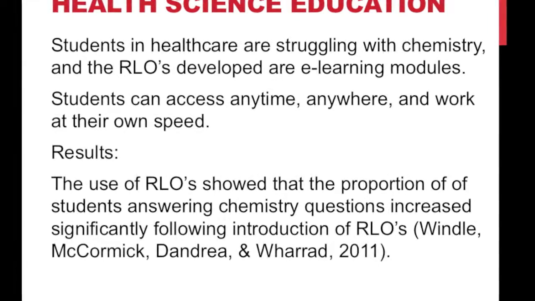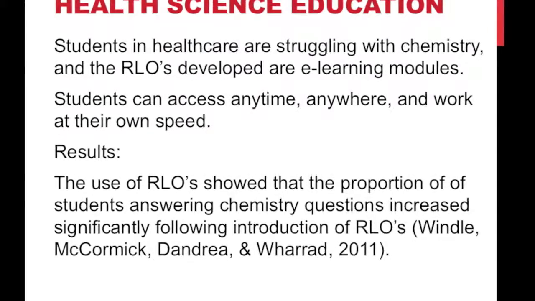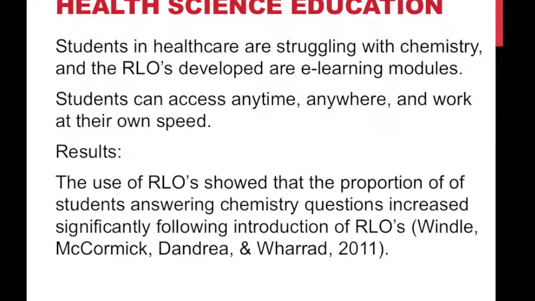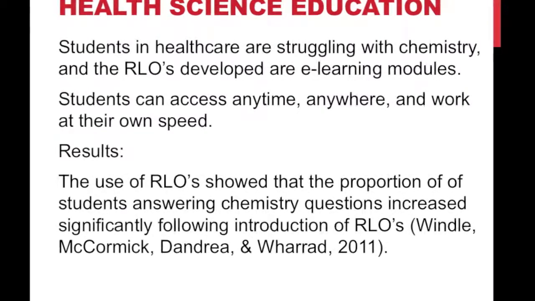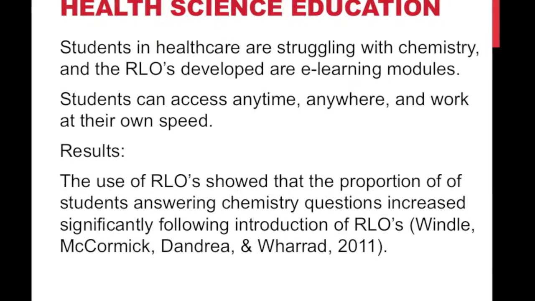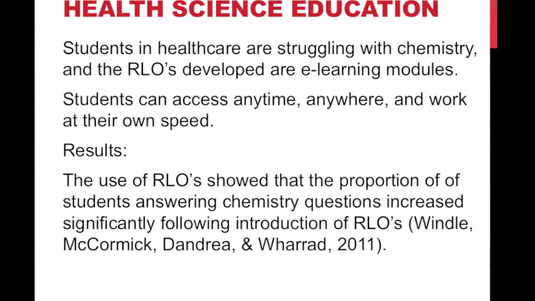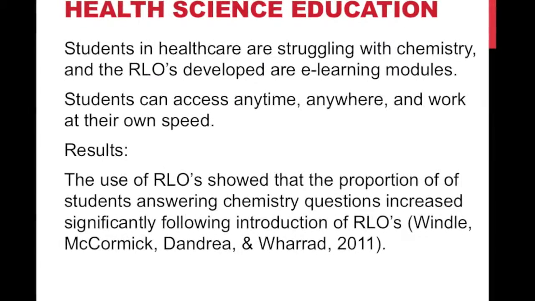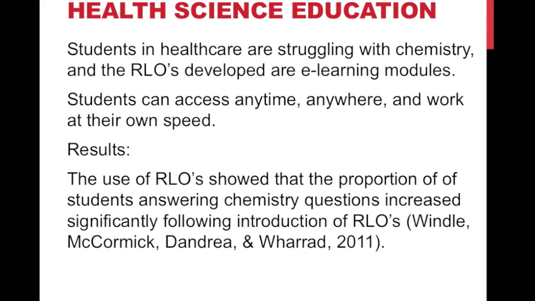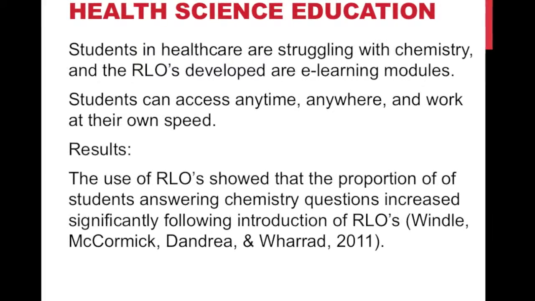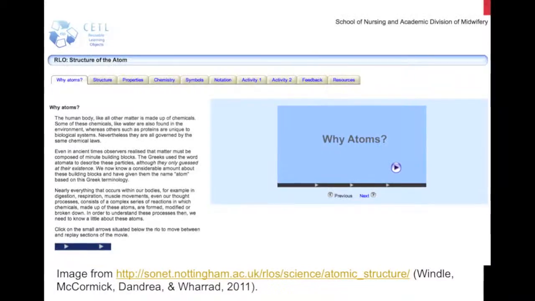Many students in the University of Nottingham School took general education courses, and most of them struggled with topics like chemistry. The school made an online reusable learning object for the students to have in parallel to the class they were taking. The results showed that the students that used the reusable learning objects increased their percentage of correct questions answered in chemistry. So the reusable learning object was a positive influence in their learning.